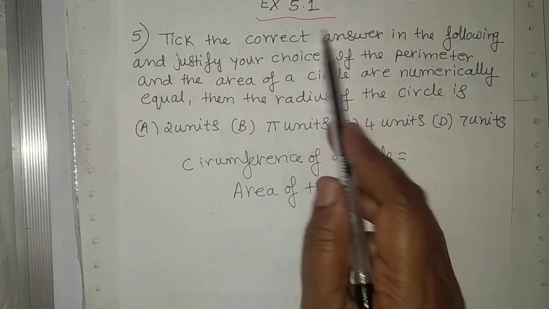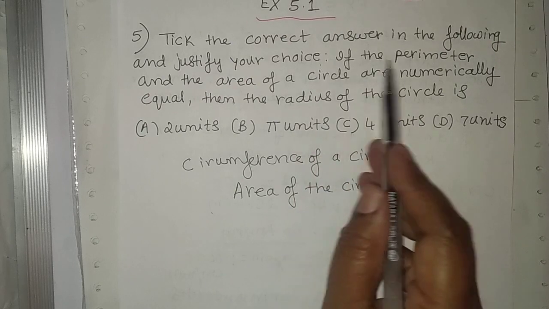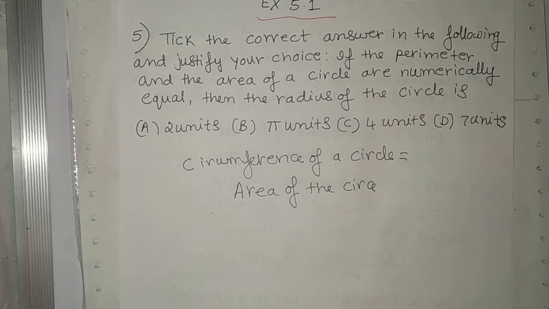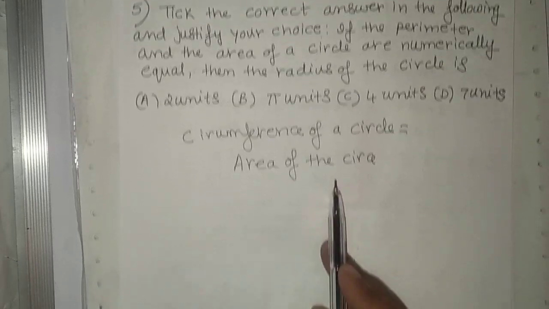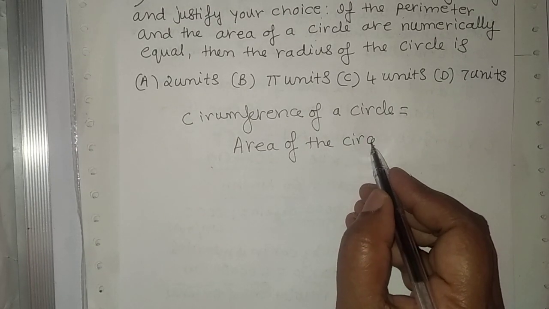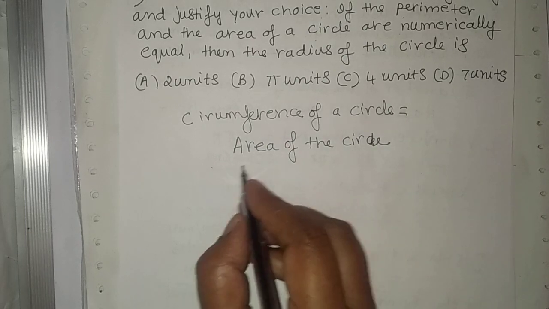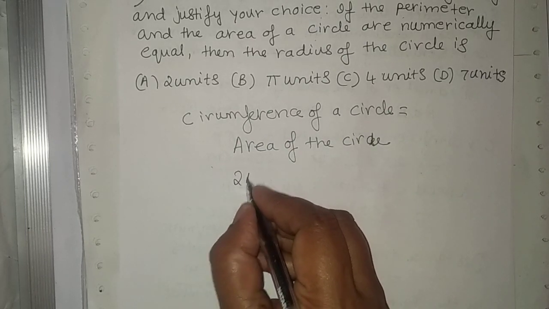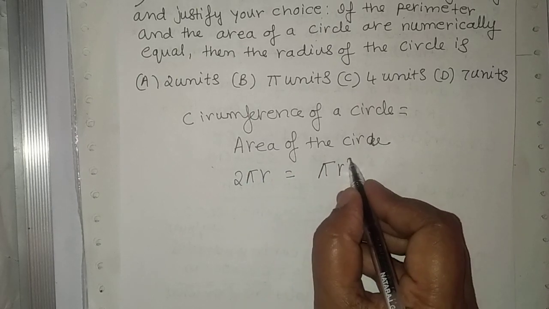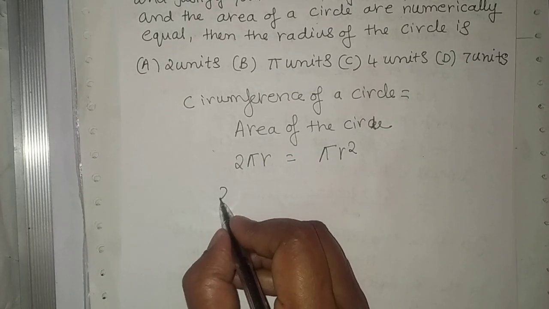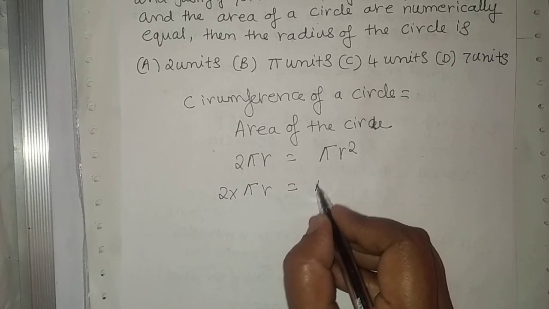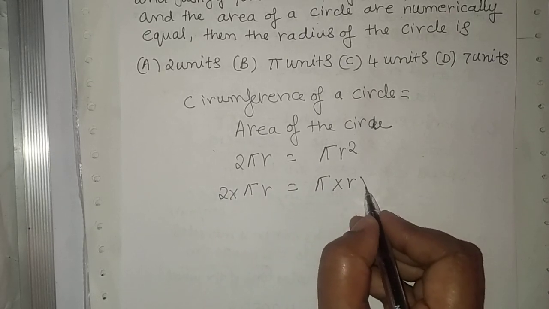Take the correct answer in the following and justify. If the perimeter and the area of the circle are numerically equal, then the circumference of the circle equals the area of the circle. What is the circumference of the circle? 2 pi r is equal to the area of the circle, pi r square. Substituting the values, 2 into pi into r is equal to pi into r into r.